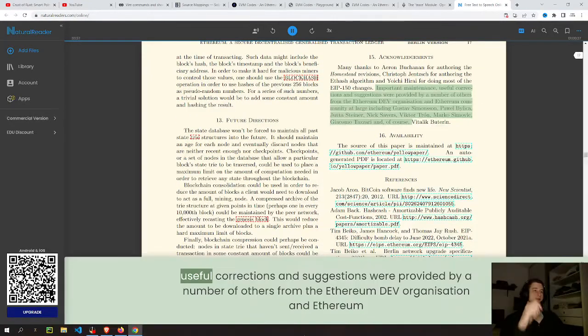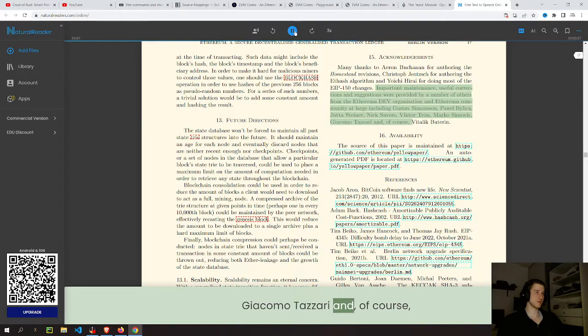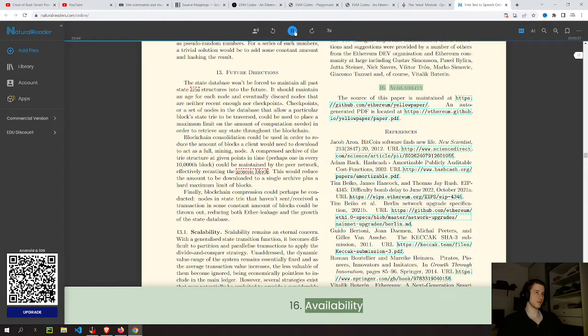Important maintenance, useful corrections, and suggestions were provided by a number of others from the Ethereum dev organization and Ethereum community at large, including Gustav Simonsen, Pawel Bylica, Jutta Steiner, Nick Savers, Viktor Tron, Marko Simovic, Giacomo Tazzari, and, of course, Vitalik Buterin. 16 Availability. The source.